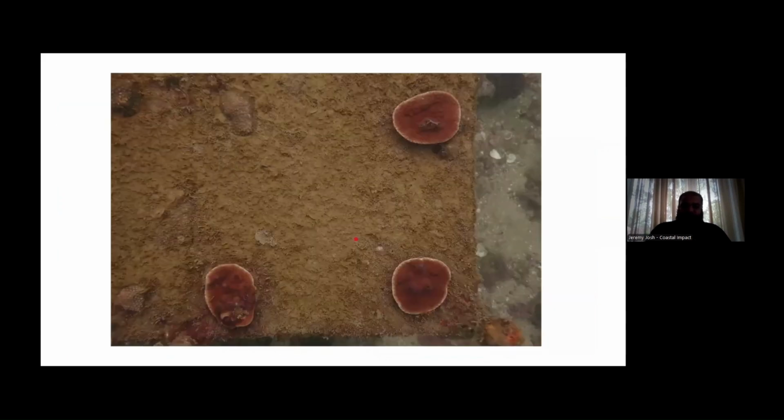So I can show you here. I don't know if you can see this, but this was likely the original size of the fragment.